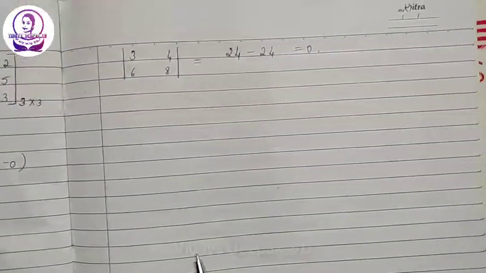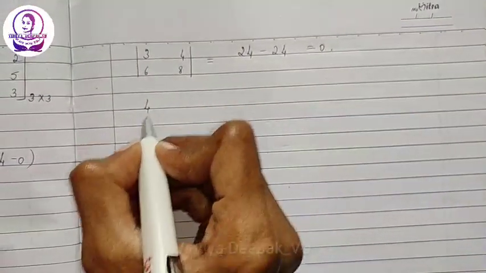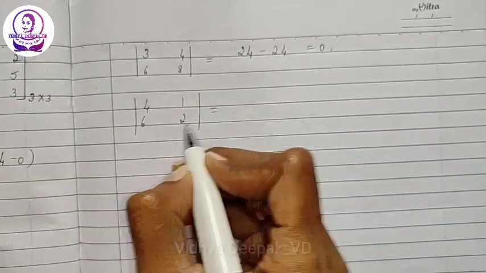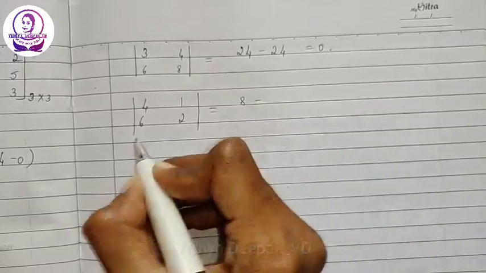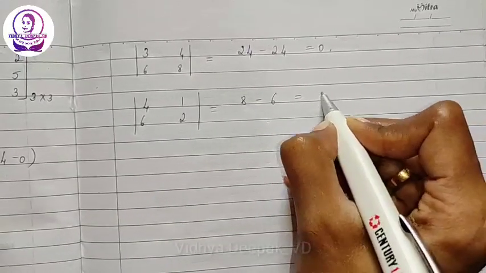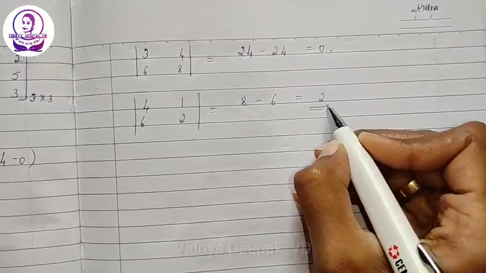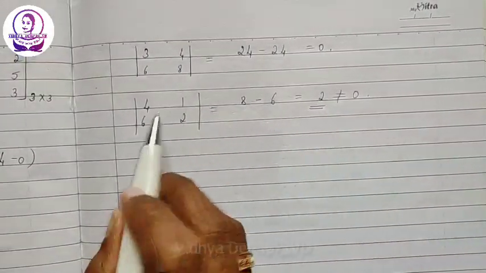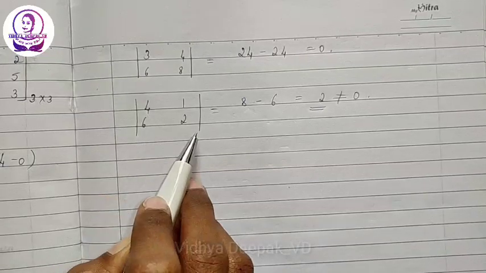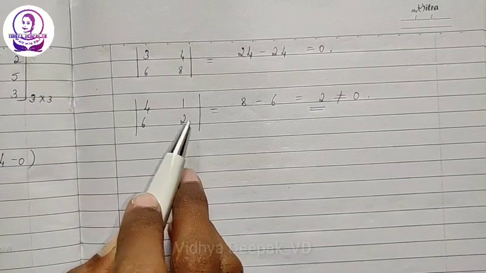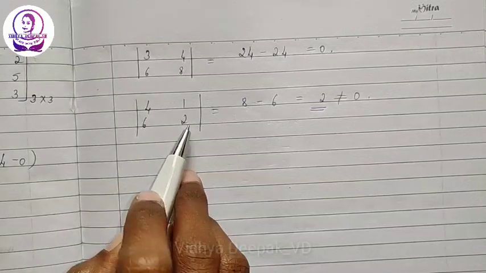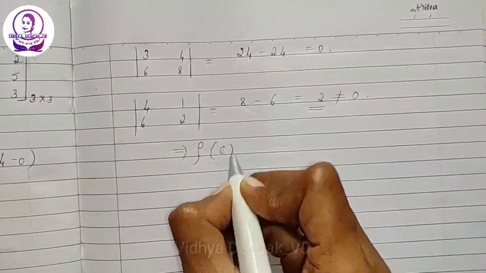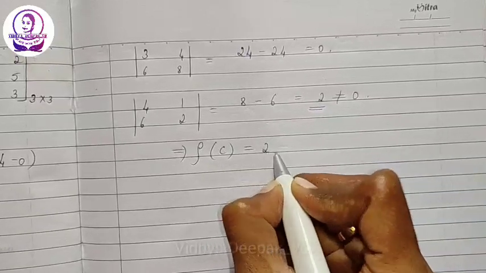Okay, so we have 4 6 1 2. So determinant of this will be 4 2s are 8 minus 6, which is equal to 2. We got a non-zero number. That means here you have to see the order of this. This is a 2 cross 2 matrix, right? So we have taken the determinant of 2 cross 2 matrix. So we can say that the rank of the given matrix is equal to 2.